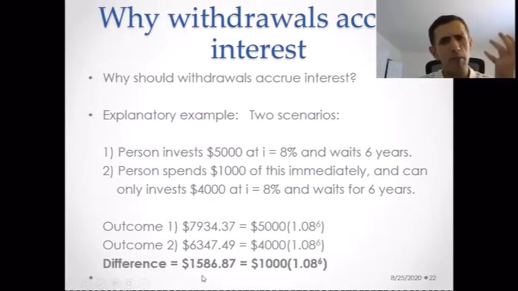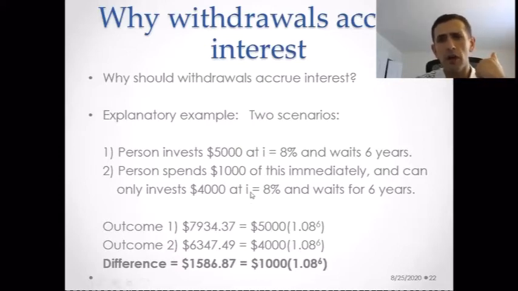It's quite a bit more than $1,000. It's $1,586.87. So the point is that if you did not make that initial withdrawal of $1,000, you would have exactly $1,586.87 more than you would if you did make that initial withdrawal.